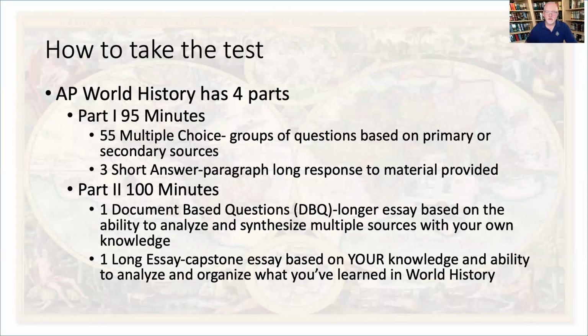So the AP World History test has 4 parts. Part 1 is 95 minutes, consists of 55 multiple choice questions and 3 short answer questions. Part 2 is 100 minutes. This consists of your 2 longer essays, the document-based question essay that provides you with a set of primary and secondary source documents for you to analyze and synthesize along with your own knowledge. And of course, the long essay, the capstone essay, based on your knowledge and ability to analyze and organize what you've learned in world history.